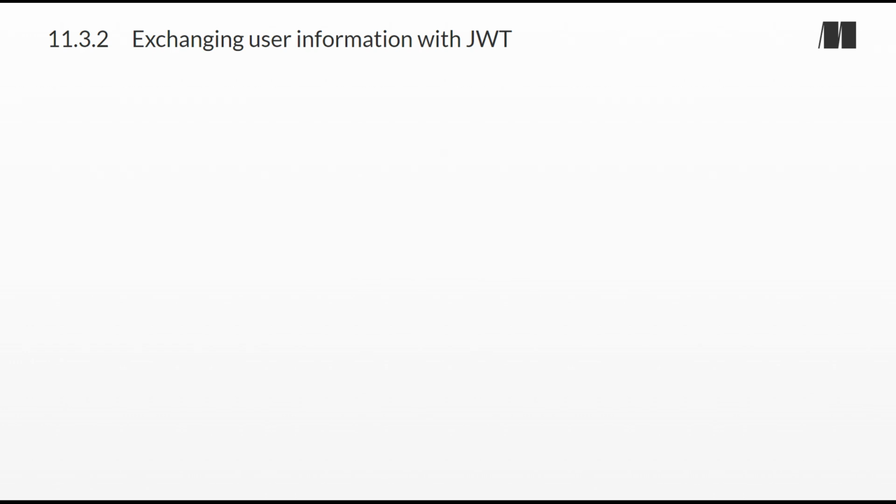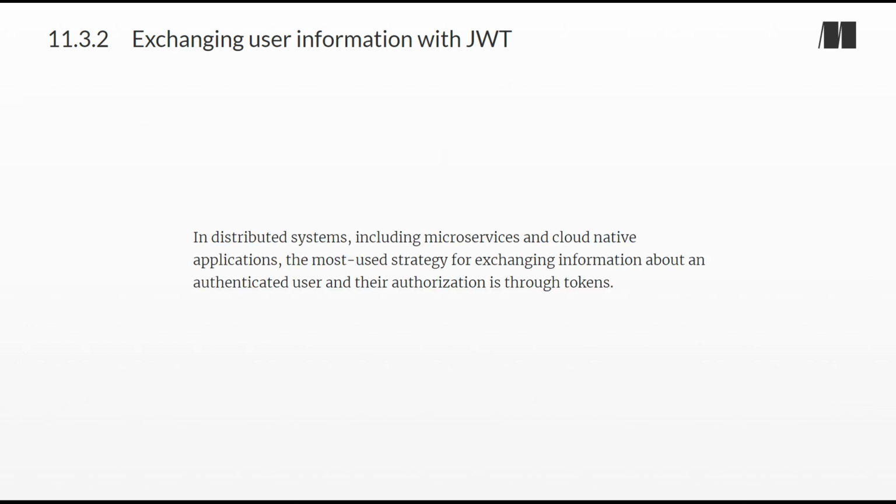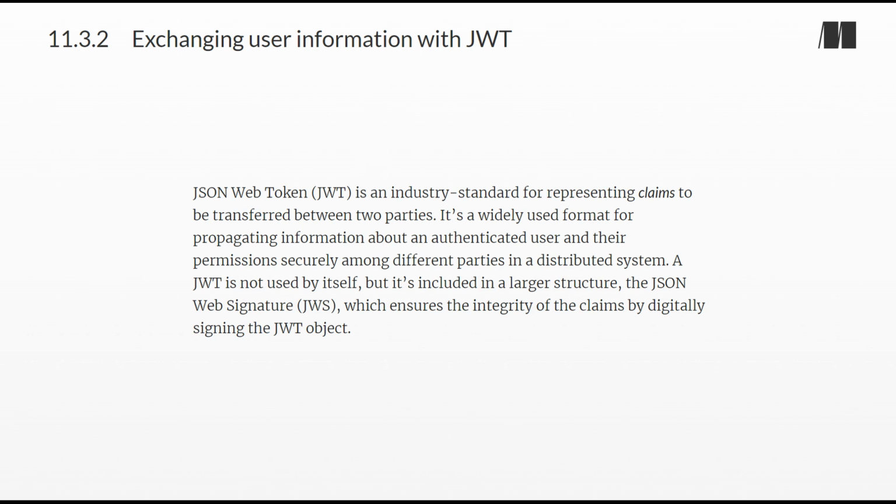Section 11.3.2. Exchanging user information with JWT. In distributed systems, including microservices and cloud-native applications, the most used strategy for exchanging information about an authenticated user and their authorization is through tokens. JSON Web Token, JWT, is an industry standard for representing claims to be transferred between two parties. It's a widely used format for propagating information about an authenticated user and their permissions securely among different parties in a distributed system.